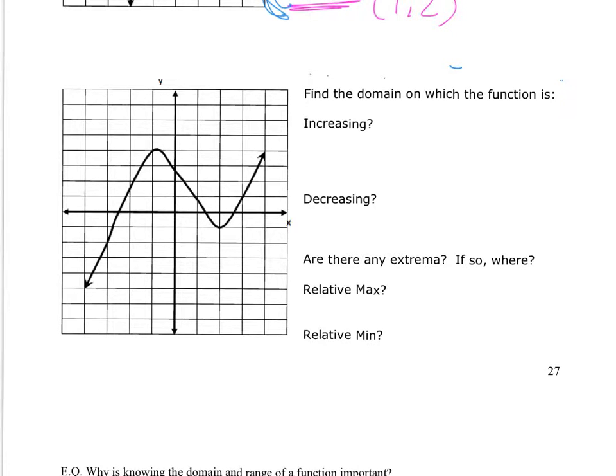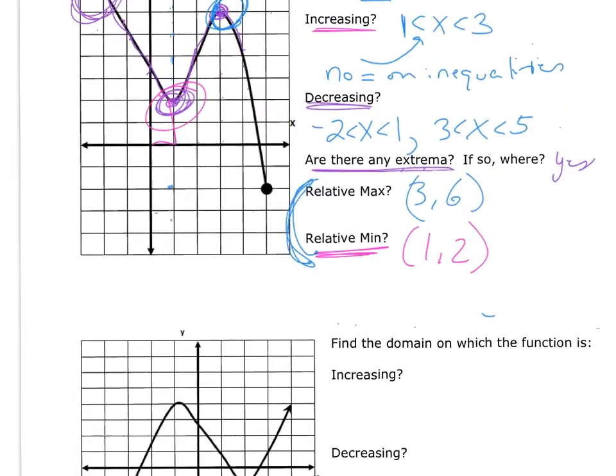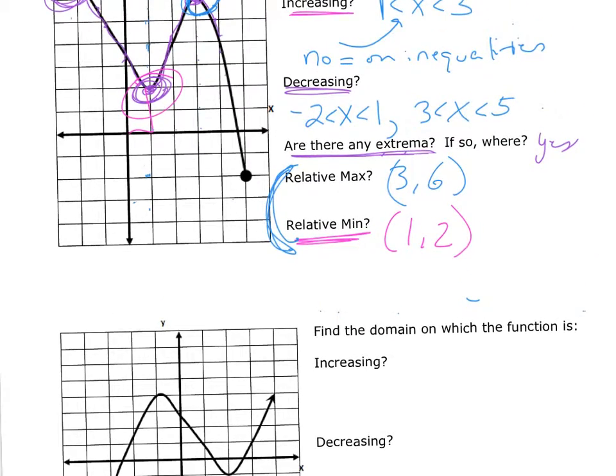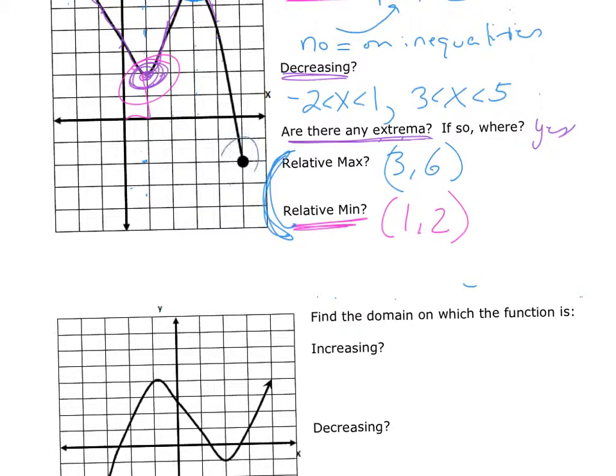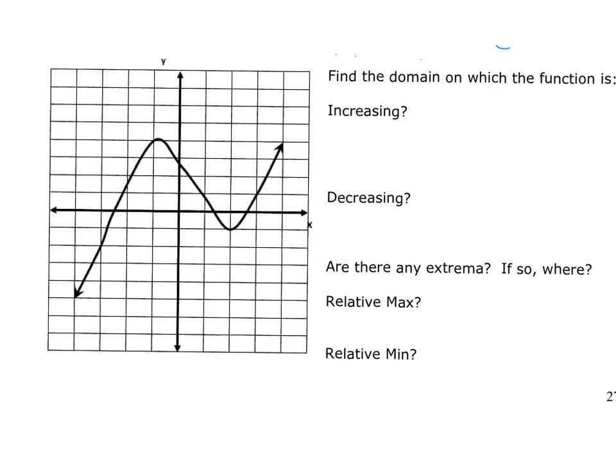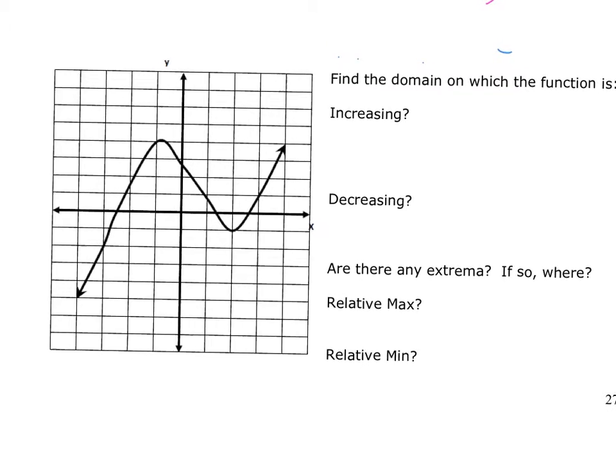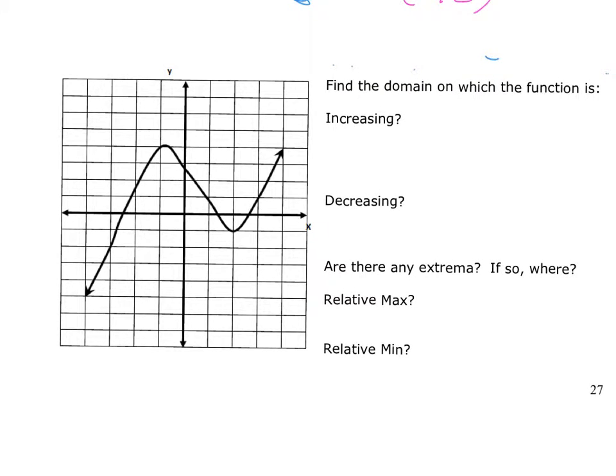So stop and ask yourself what's different about this graph from your other graph. I'm going to pause for a sec so you can think about that. Okay, so hopefully you noticed that the first graph had endpoints, and this graph has arrows, and you already know the difference between the two when finding a domain. So now we're just going to still look at increasing and decreasing, where we focus on the domain on which the function is increasing or decreasing.